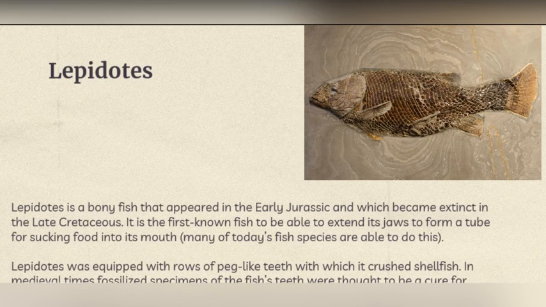Lepidotes was equipped with rows of peg-like teeth with which it crushed shellfish. In medieval times, fossilized specimens of the fish's teeth were thought to be a cure for poison. The fossilized teeth, which resembled smooth round buttons, were believed to come from the heads of toads, and were called toadstones.